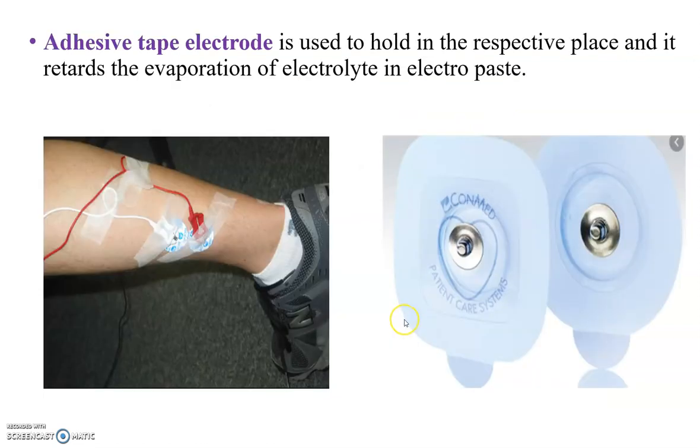So next one, the adhesive tape electrode. It is used to hold the electrode in place and it retards the evaporation of electrolyte in the electrode. So this is a 3D view of the adhesive tape electrode. This diagram shows where the adhesive tape electrodes are placed on a human body.